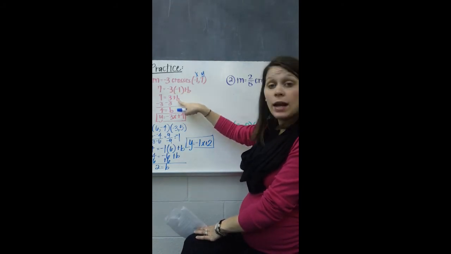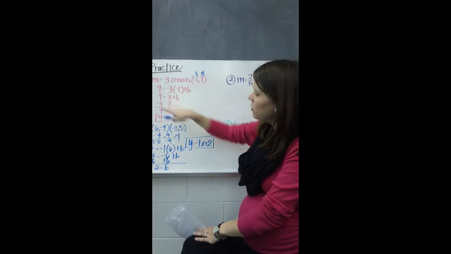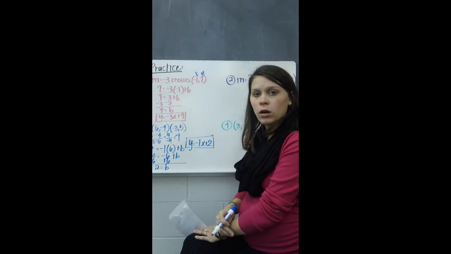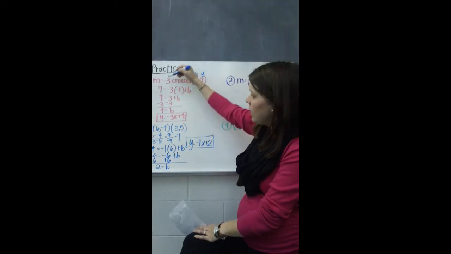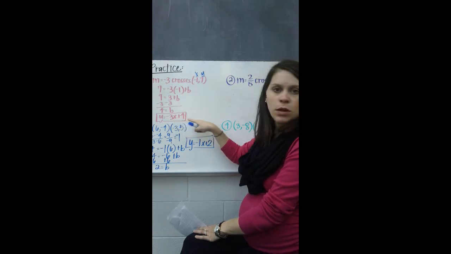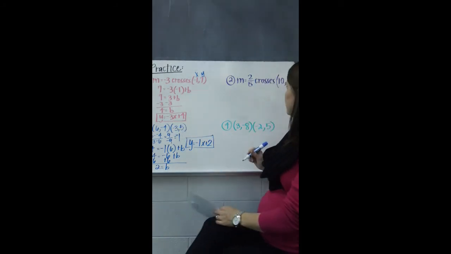I need to get b by itself, so subtract 3 on both sides. I get our y-intercept, or our b value, to be 4. Now that I have b and m, I can write my equation, y equals -3x plus 4. Let's look at the next example.